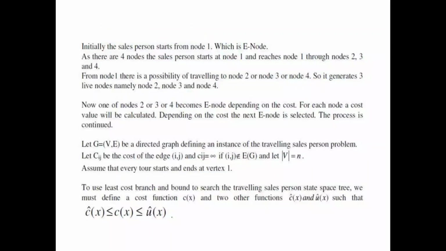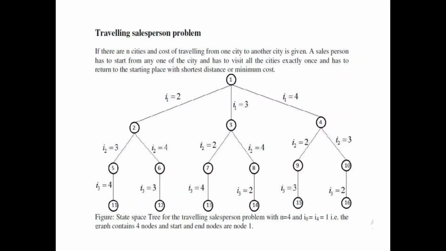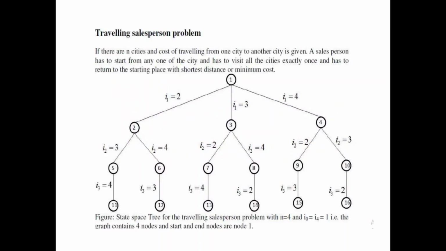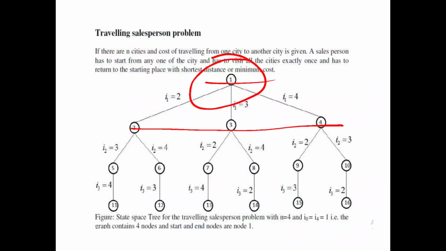Next, what is meant by E node and live node? You can see in this diagram, the first and second levels. Here 1 is the E node. The live nodes are 2, 3, and 4.